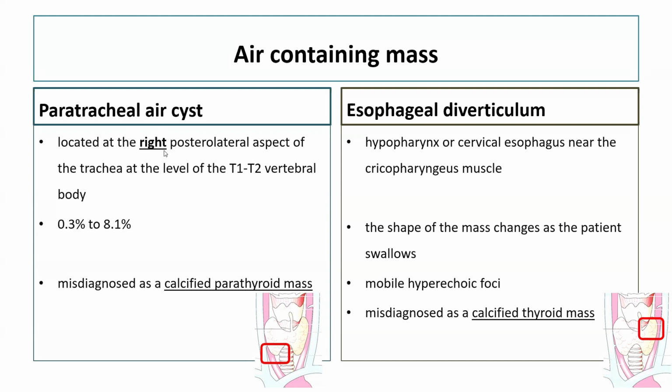Most of the paratracheal air cysts are right-sided, and left location is extremely rare. It is often mistaken for a parathyroid lesion because it is located below the thyroid gland.